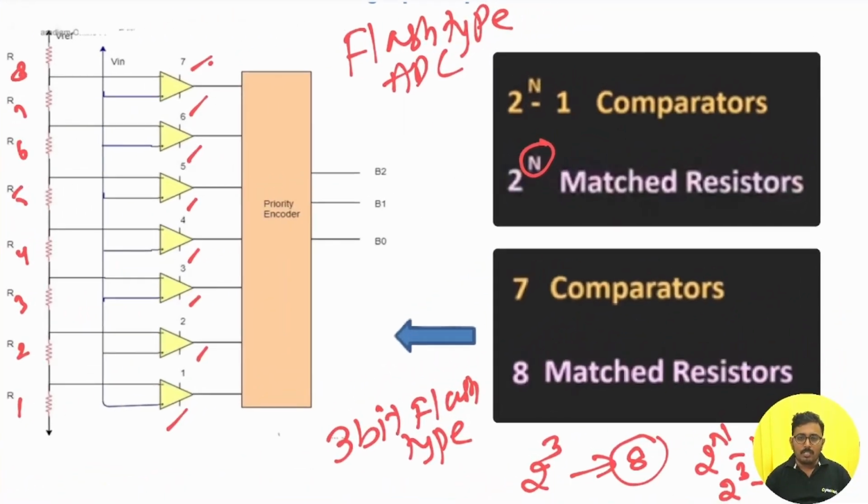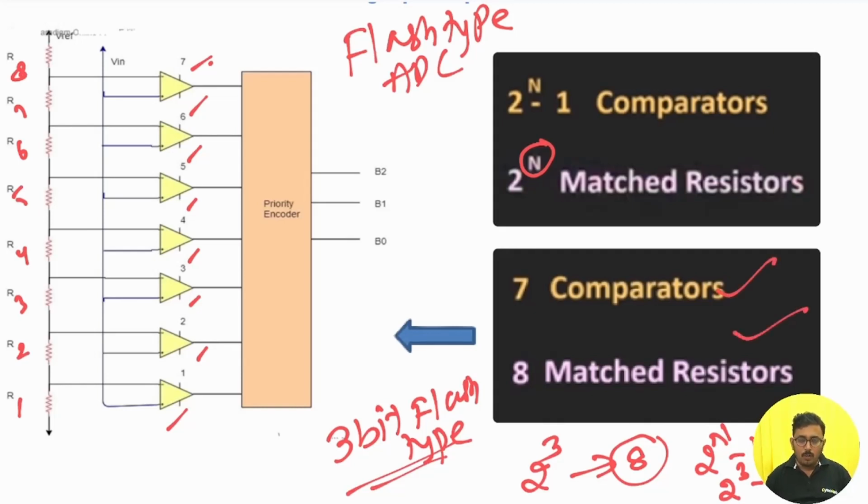The responses of these comparators we are going to apply to a priority encoder. So the priority encoder will take whichever input data we got, give it priority, and then provide the output response. So for a 3-bit flash type, we have 7 comparators and 8 matched resistors.